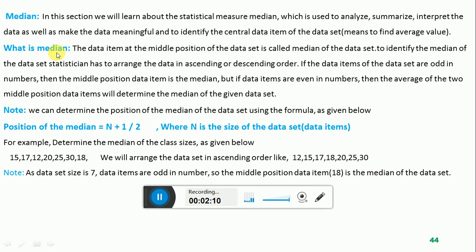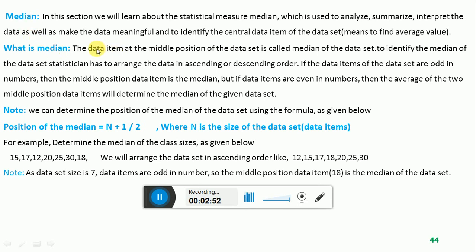But if the data items in the data set are even in number, like the data set includes 2 data items, 4 data items, 6 data items, 8 data items, these are all even numbers, then the average value of the 2 middle position data items will define the median for the given data set. Means the statistician will compute the average value of the 2 middle position data items, and that mean value will define the median for this given data set. So this is all about the median that a statistician will use to interpret large data.